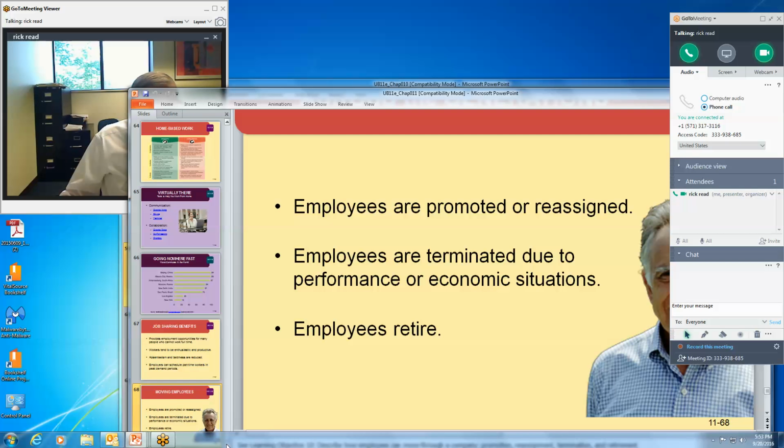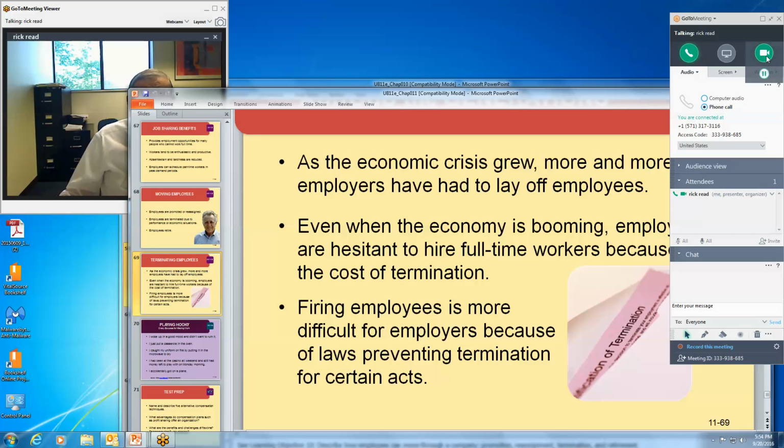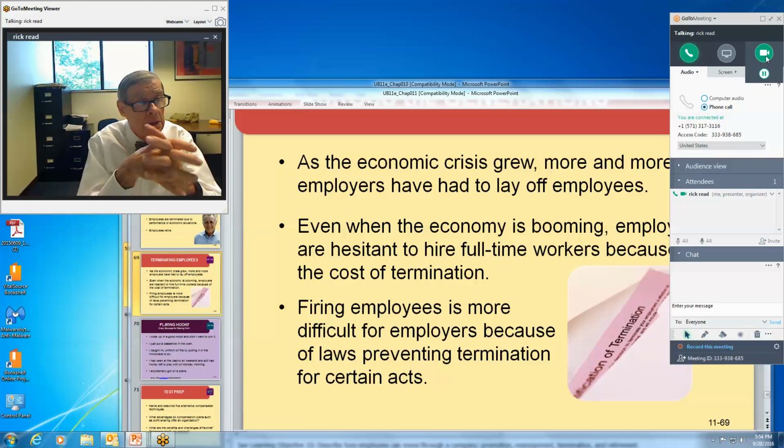We have to understand that employees are going to move on. Some are reassigned, some resign, and some are not continued. So we have to prepare for those types of things. If we terminate employees, which has happened quite frequently, especially during the Great Recession, we have to be careful about how we do that. We have to have exit interviews and things of that nature. So it's something that is important and something that we need to do.